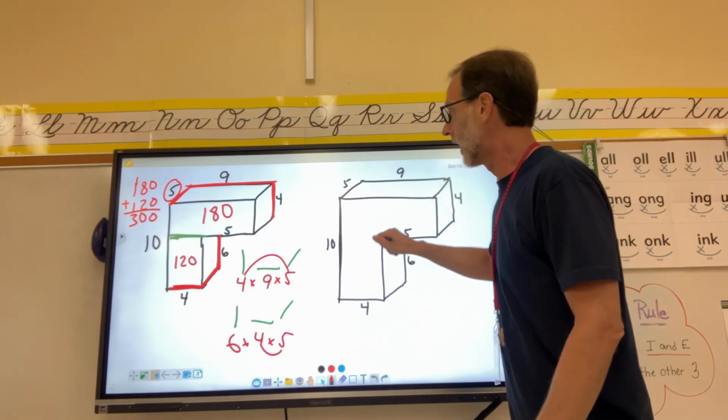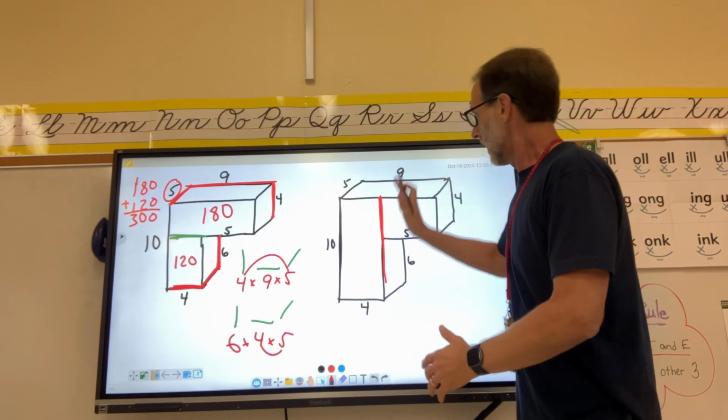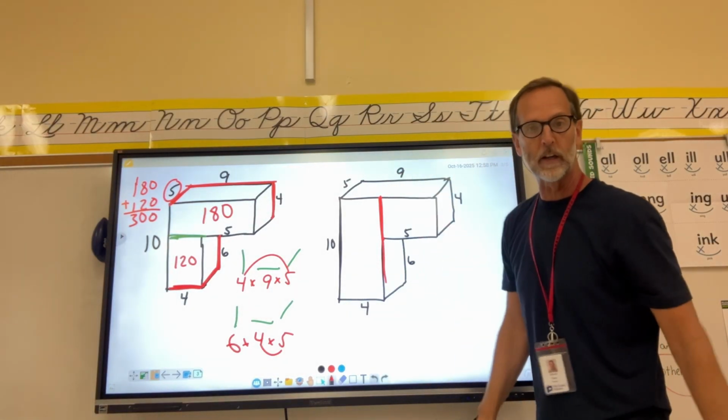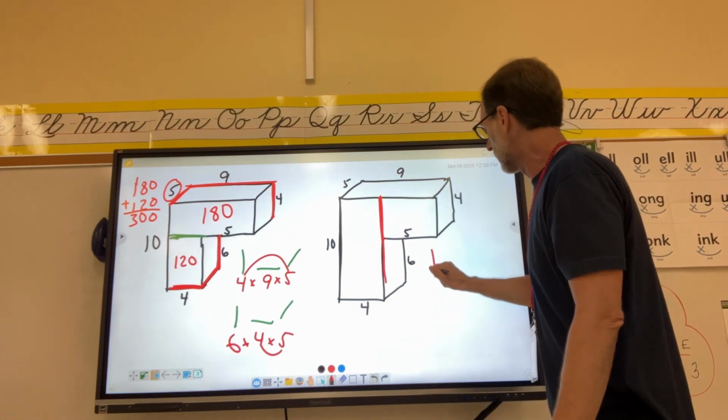Now this one I'm going to cut vertically. I want to cut it like that. Okay? So now I've got a tall, thin box, and then I've got this part sticking out here. All right, so let's see if that changes anything. Let me put my sides on here.